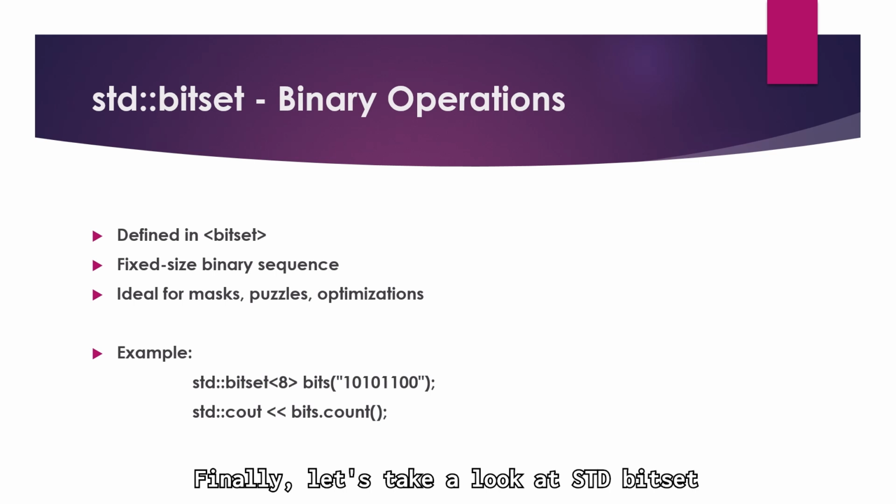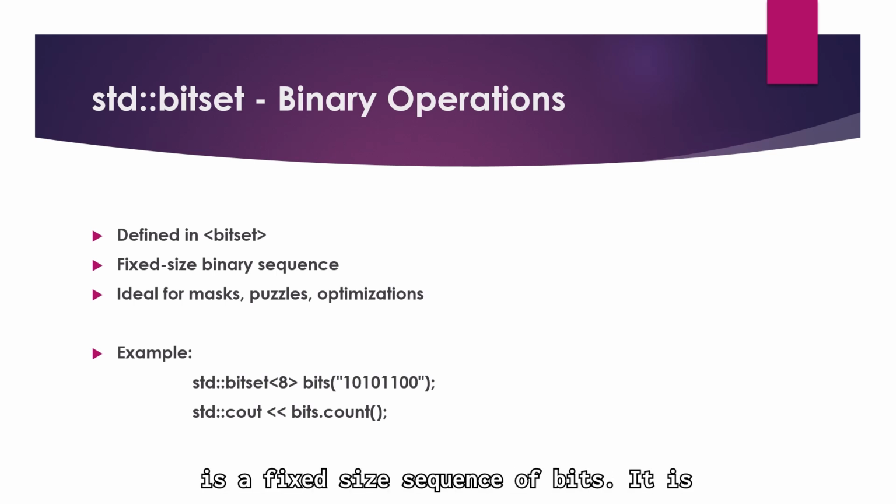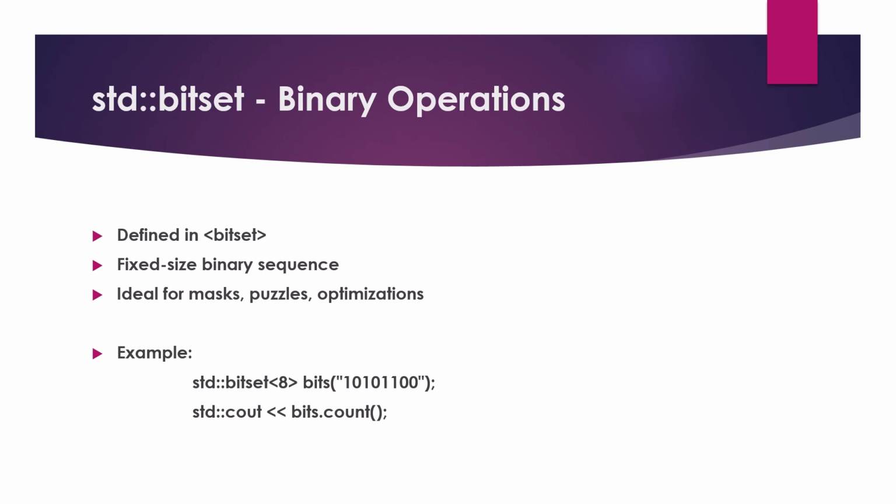Finally, let's take a look at bitset. Defined in the bitset header, bitset is a fixed size sequence of bits. It is perfect for situations where you need to perform binary operations such as bit masking, cryptography, or low-level data processing. With bitset, you can represent binary data cleanly and efficiently. For example, you can create a bitset to store a binary value like 10101100 and then use the count method to count the number of bits that are set to 1. This makes it an ideal container for handling bit level manipulation.